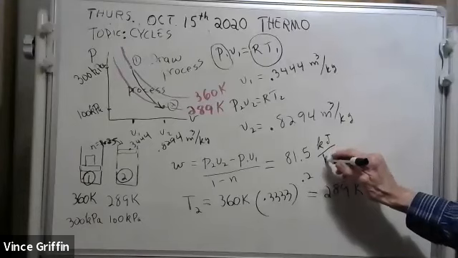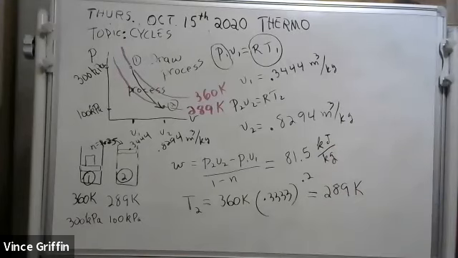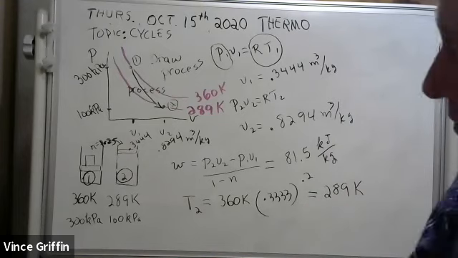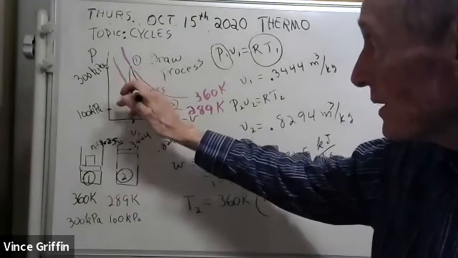Just kilogram. Yeah, there you go. Kilojoules per kilogram. Good going. Yay. We just figured the work per mass.